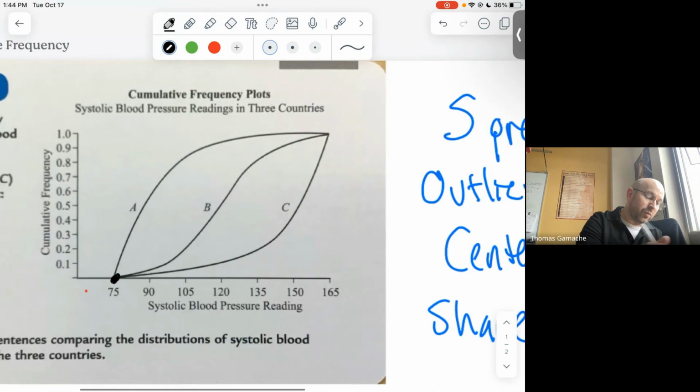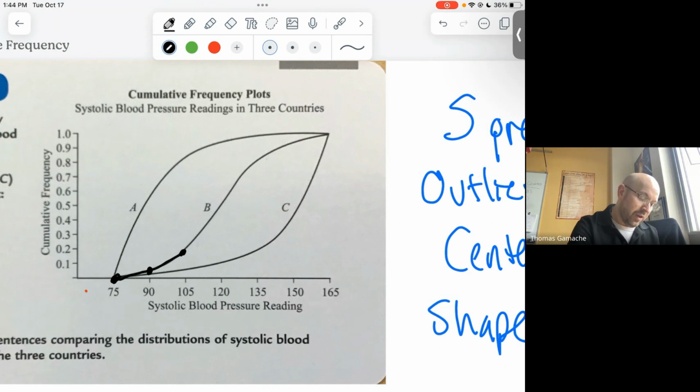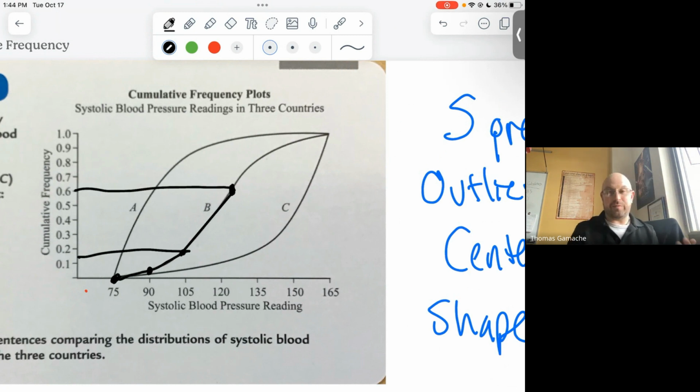Now, if we look at this next one here, for B, from 75 to 90, we have a very small increase. Maybe it's just under 10%. We're not getting much growth here, not accumulating data much. 90 to 105, maybe we've accumulated maybe 15%. We haven't accumulated much. Then from 105 to 120, we're getting a lot. We got a nice steep climb here, right? We're going from about 15 to about maybe 60. That's like 45% of my data there. I'm getting a lot of it right there.